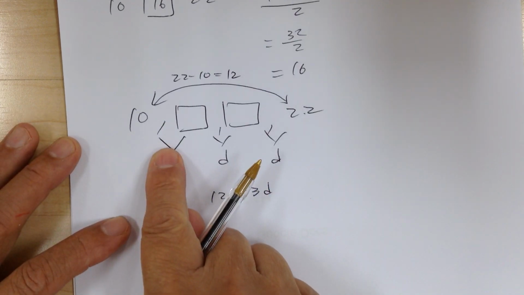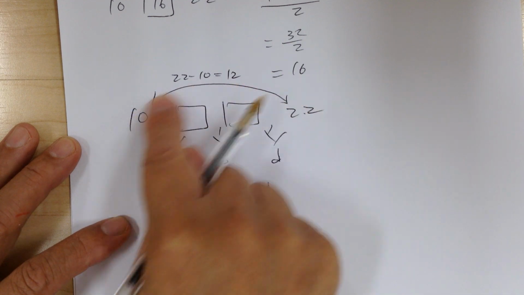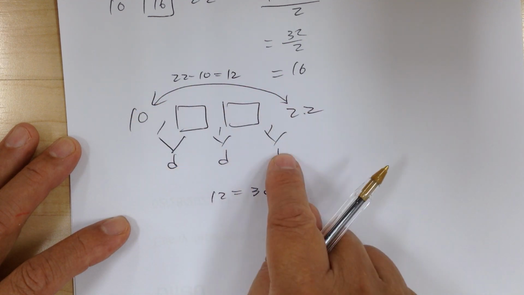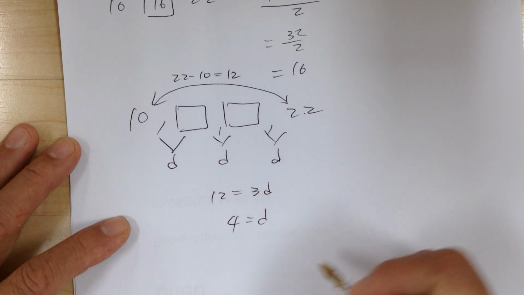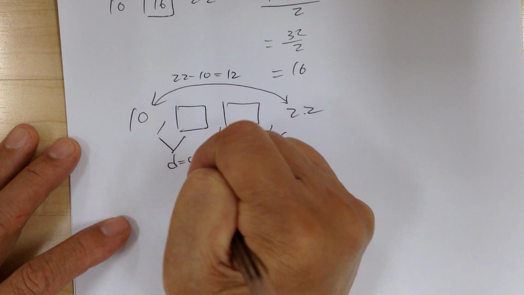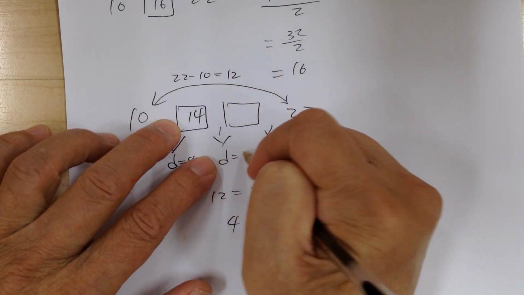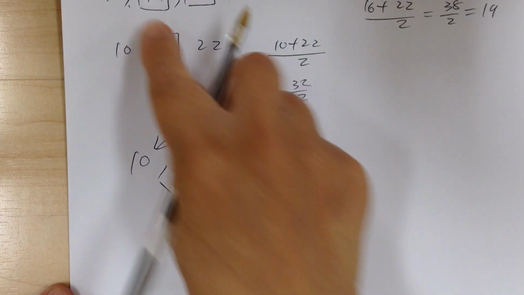Right, again, there's 1 gap, 2 gap, 3 gap. So 3 gaps is equal to the difference of 12. Okay? So from here to here is 12, which is equal to 3 gaps. So 12 equals 3 gaps. So D equals 4. Okay? So once you know that D equals 4, then you can go 10 plus 4 is 14. 14 plus 4 equals 18. Right? And 18 plus 4 equals 22. And that's how you get that.